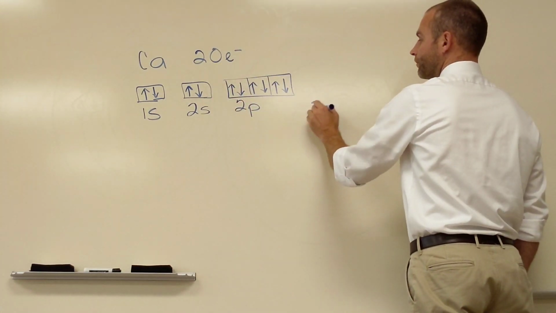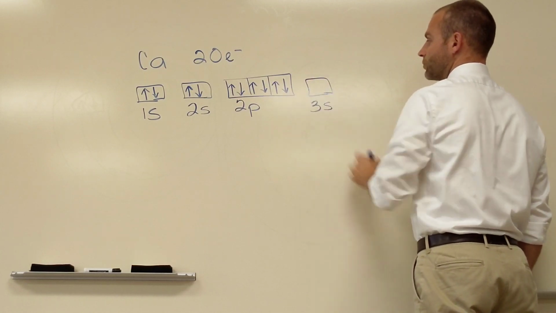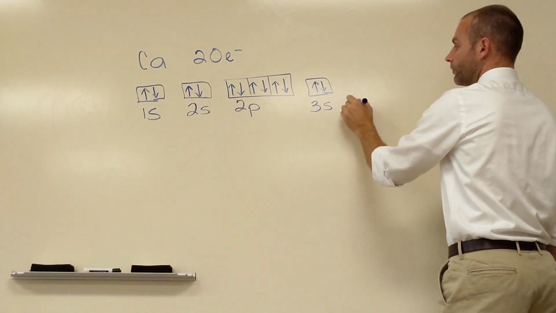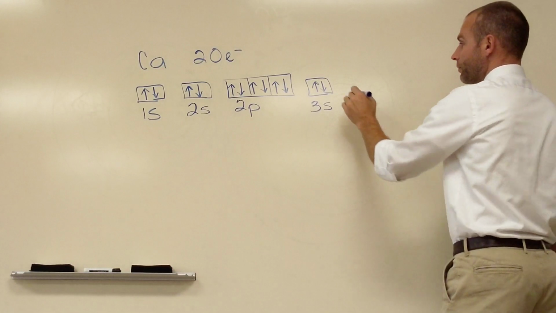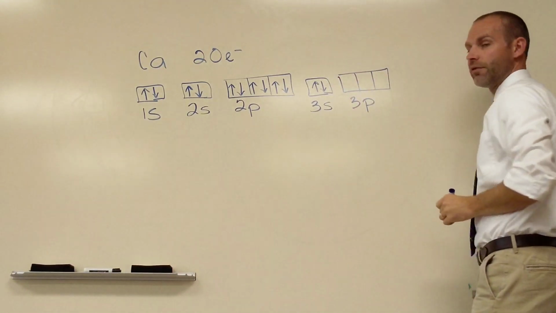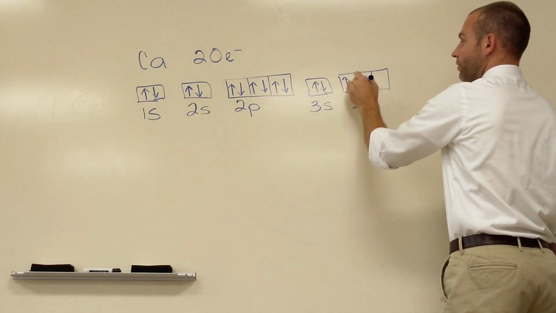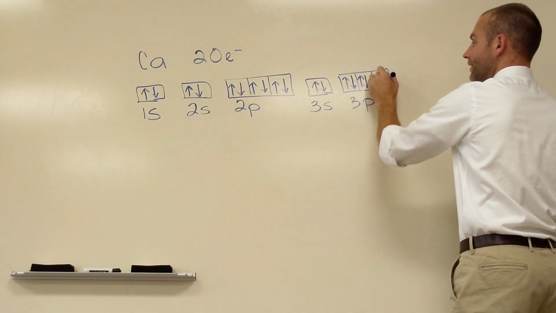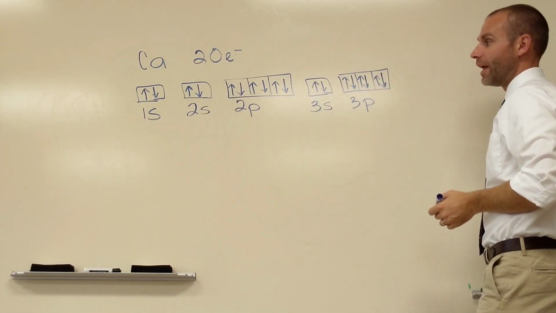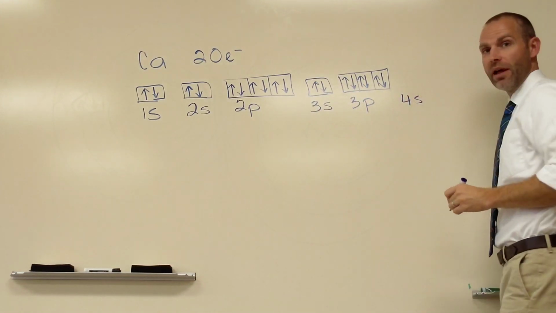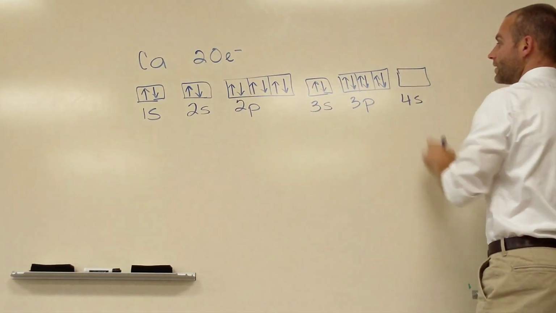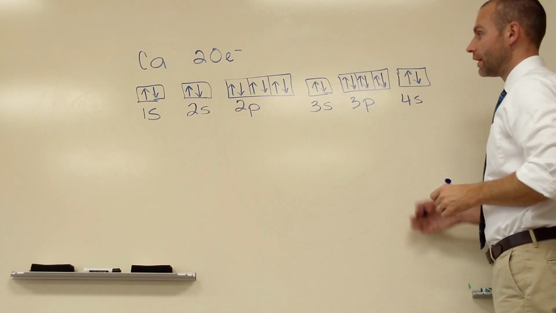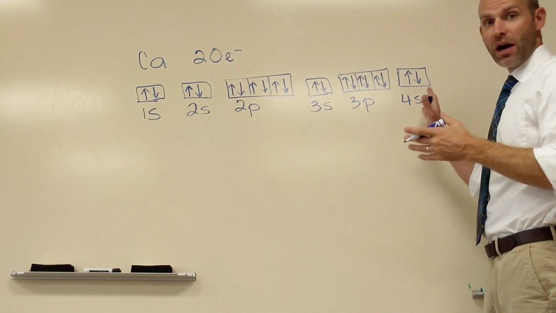After the 2p is the 3s. The 3s still has 1 box, and we can fit 2 electrons in there. After the 3s is the 3p. That 3p, because it's a p, is going to have 3 boxes. There's our 13th, 14th, and 15th electron, and then 16, 17, and 18. I only have 2 electrons left, and they have to go into the next sublevel, the 4s. That 4s has 1 box, and there are our 19th and 20th electrons. Orbital diagrams, boxes and arrows.